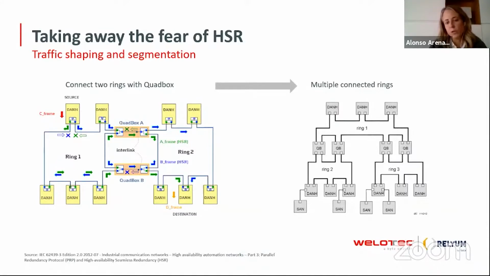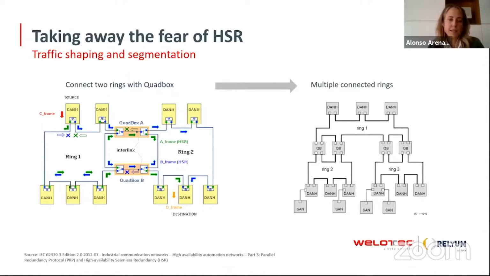And what quad boxes guarantee is that if we have to switch down all the elements in ring 1, for example for a maintenance task, the communication in ring 2 is guaranteed through the quad boxes. And in the same way, these quad boxes can limit the packets or the throughput that goes from one ring to another. So they implement a kind of traffic shaping for preventing congestion.